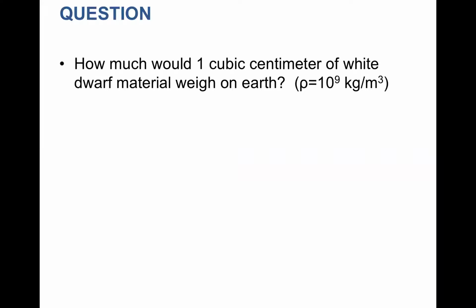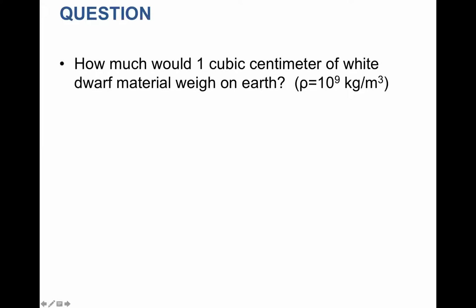If you could take a teaspoon down to land on a white dwarf, which you couldn't because the density and the pressure and the gravity would crush you. But let's say you could land your spaceship on a white dwarf, take a teaspoonful of white dwarf material and bring it back. How much would it weigh? How much would 1 cubic centimeter of white dwarf material weigh on Earth? And when I say weigh, I really mean the mass of that thing, because as you know, that's different than the weight.